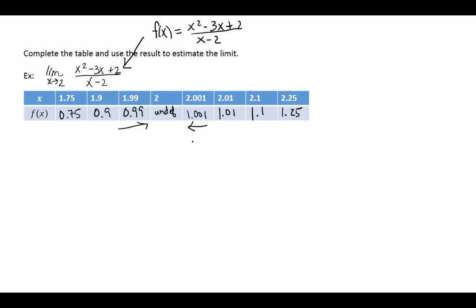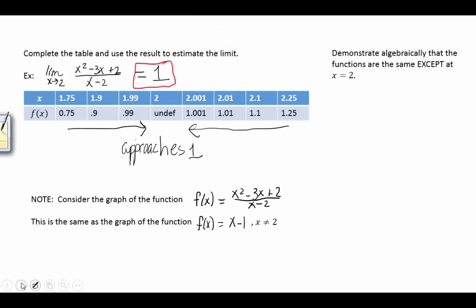And the reason why I made a point of saying from the left and from the right is sometimes you'll be headed towards different values. And in that case, the limit doesn't exist. That is possible. But in this case, from the left, we're headed toward 1, and from the right, we're headed toward 1. So we are going to estimate that this limit is 1. It's as easy as that. You're just looking at trends in the values. Let's think of it as a graph.